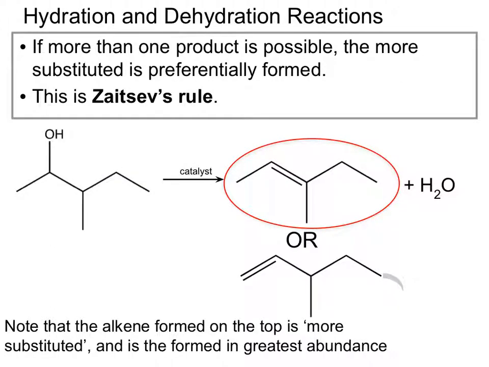In a dehydration reaction, if more than one product is possible, the more substituted double bond will form. In other words, with this alcohol here, we could potentially form our double bond on this carbon-carbon bond, or on this carbon-carbon bond. And so what we actually see is the formation of the double bond between carbons 2 and 3 rather than between 1 and 2, as that is more substituted. And this is known as Zaitsev's rule.